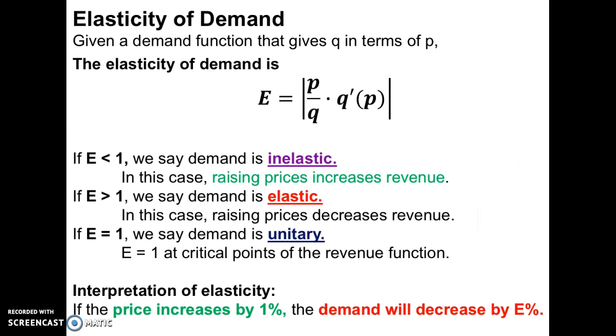Given the demand function that gives Q in terms of P, so that again is going to be essential. We're going to have the demand quantity in terms of P, so we should be able to have Q equaling P's. The elasticity of demand formula is given here. If our result, when we put this on the calculator or in Excel, we get E is less than 1, that is a fraction between 0 and 1, we will say that the demand is called inelastic. In this case, raising prices increases revenue.